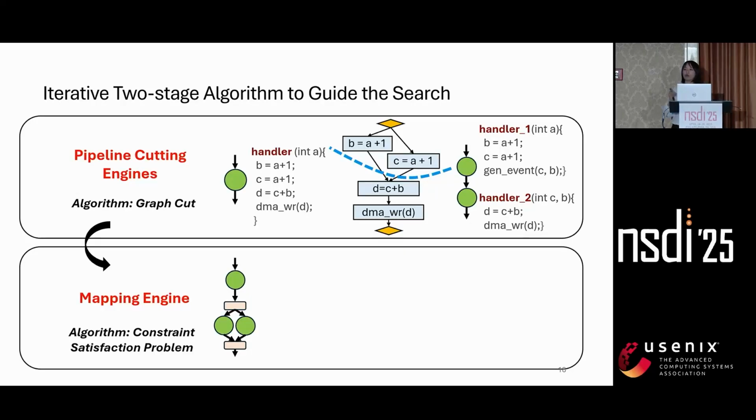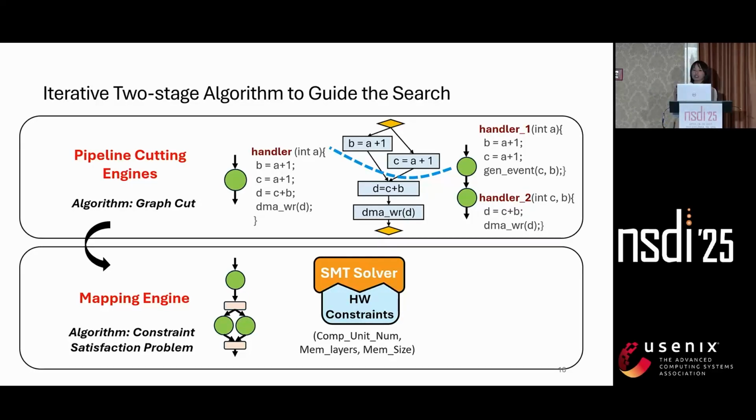So the mapping engine models this as a constraint satisfaction problem, where it has an SMT solver that encodes the hardware constraints of the target NICs, which includes the compute unit number, memory layers, and memory sizes. And it will try to find a feasible replication plan that fits the target hardware constraints.